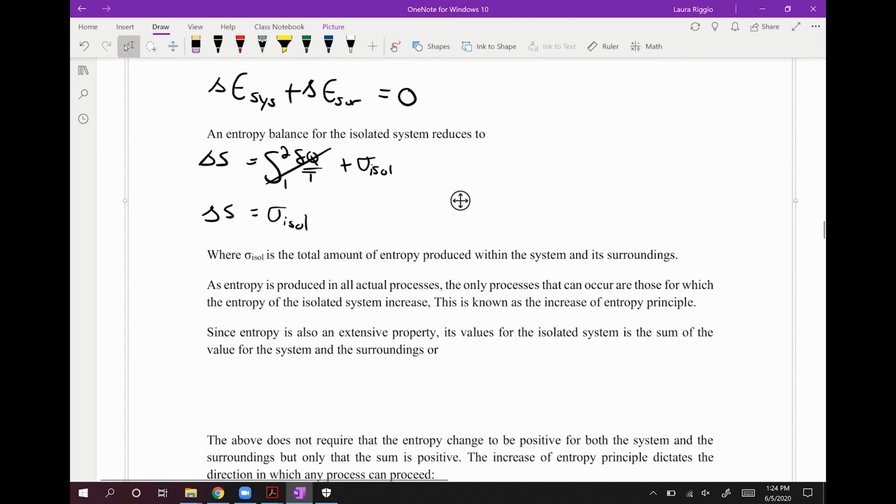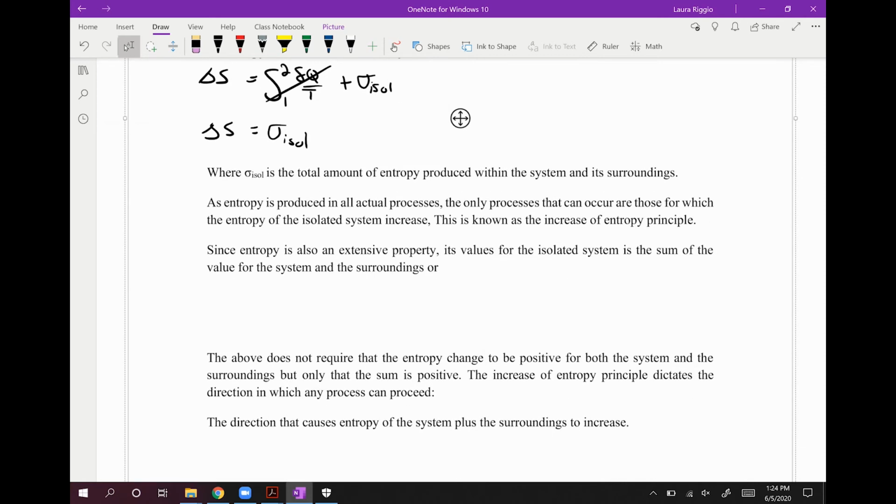As entropy is produced in all actual processes, the only processes that can occur are those for which the entropy of the isolated system increases. This is why we say entropy always increases. Since entropy is also an extensive property, we can break it down into the change in entropy for the system plus the change in entropy for the surroundings is equal to our entropy produced.